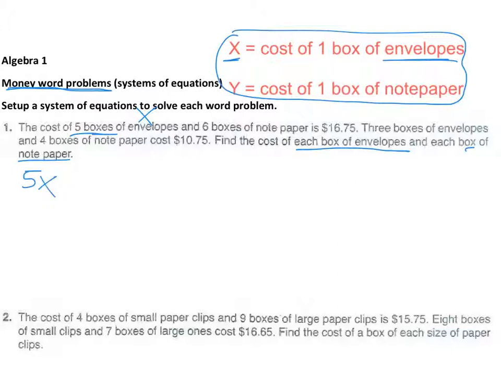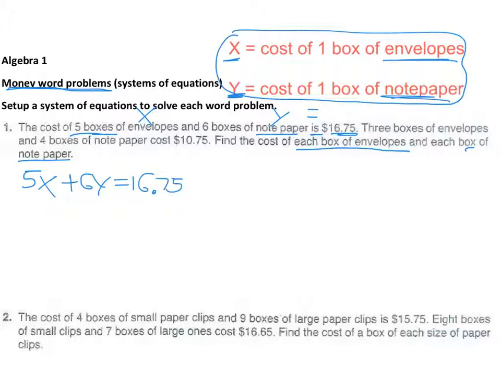Then it says, and 6 boxes of note paper. Note paper is represented by y, so I'm going to put a y above it. If you buy 6 boxes of note paper, that total cost is going to be 6y. So when we add 5x plus 6y, it's going to equal this. Remember, the word "is" gives away that we're going to have an equals. So if you buy the 5 boxes of envelopes and 6 boxes of note paper, it's going to equal $16.75. You can see how this is going to get ugly with these ugly decimals.